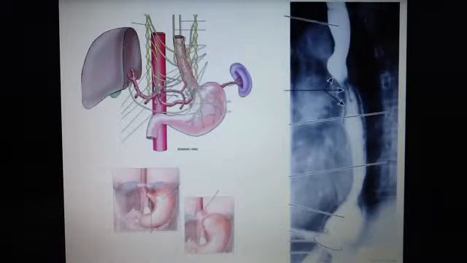Okay, we're going to continue talking about the esophagus, looking at the diaphragm and how the esophagus is separated by the diaphragm and meets the stomach. And then we will look at the innervation of the esophagus and then talk about a few clinical correlates.